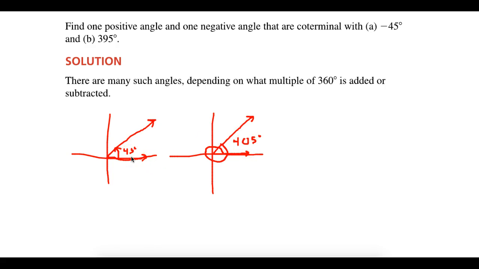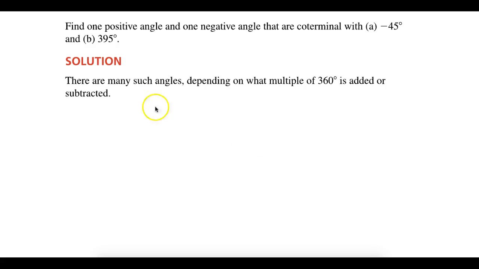You see 45 plus 360 gives us 405. So again, coterminal means that the angles share the same terminal side location on your coordinate plane. So in order to get coterminal angles, you simply add or subtract 360 degrees from each angle. So there's an infinite number of coterminal angles. So an angle can have an infinite number of coterminal angles. So let's look at this.